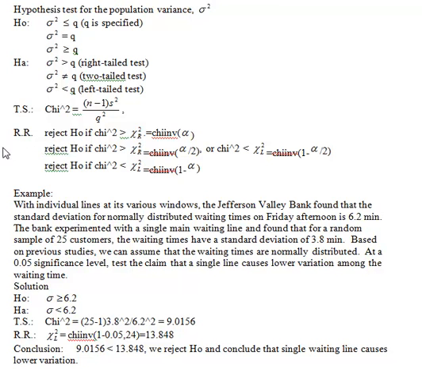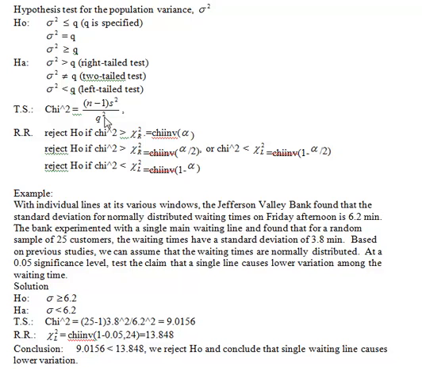And finally, we need to calculate critical value. If we have right tail test, we use chi-square right, because chi-square distribution is not a symmetrical distribution. So chi-square right in Excel equals CHIINV, and then you put probability alpha.